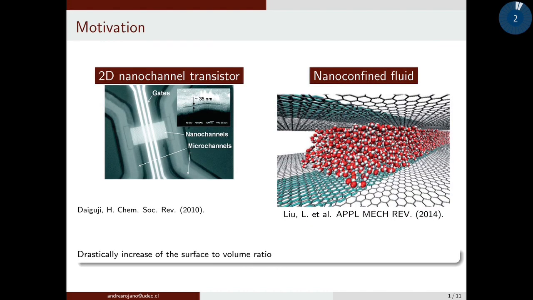Miniaturized devices integrated by nanoconduits hold great potential due to their remarkable properties for biotechnical and medical applications. In these nanoconduits, the surface-to-volume ratio drastically increases, further modifying the behavior of the system in ways that are not perceived at other scales.